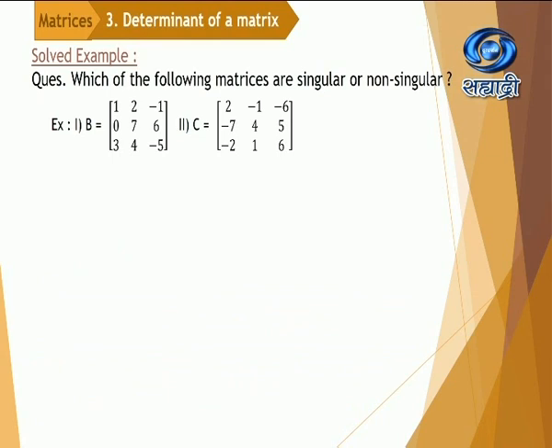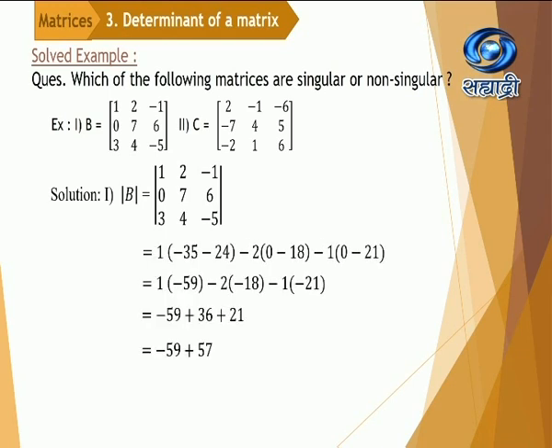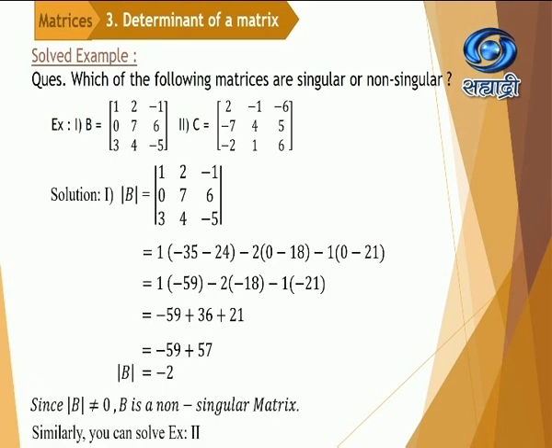Here are some examples. Which of the following matrices are singular or non-singular? Using the condition determinant A equal to 0 or not, we are going to find whether these matrices are singular or non-singular. So first B, let us find first of all the determinant of B. Now you know how to open a 3 cross 3 order determinant. After opening this determinant, determinant B is equal to -2. Since determinant of B is not equal to 0, B is a non-singular matrix.